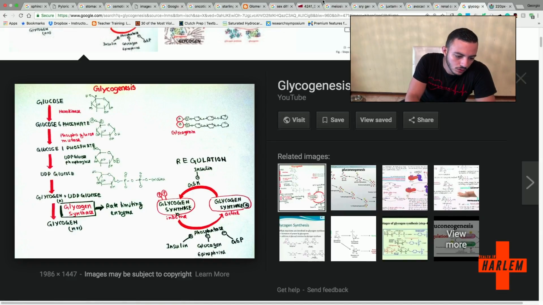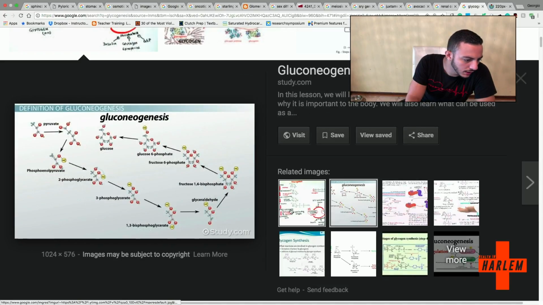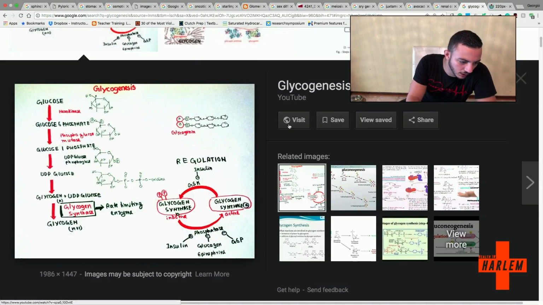Okay. So before we talk about this whole process of glycogenesis, you need to know what glycogen is, and you need to know what it's being made of in this case.